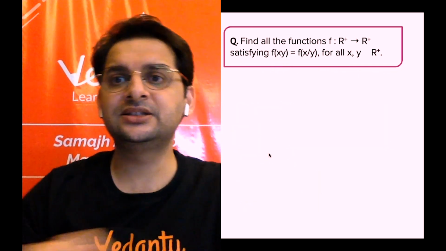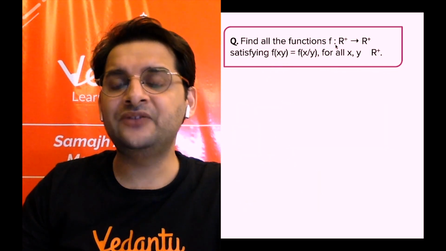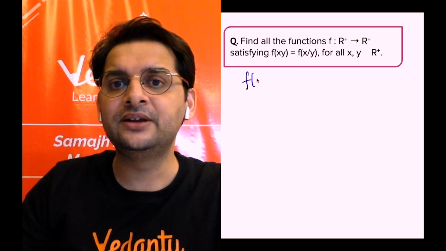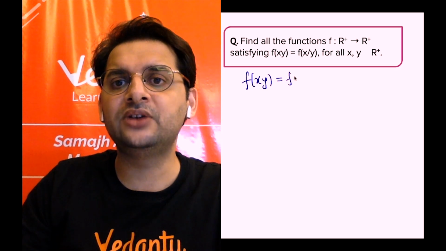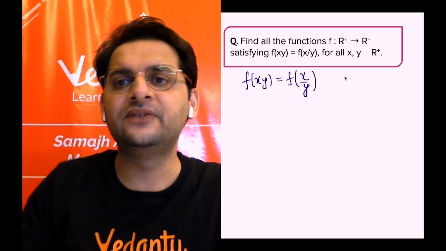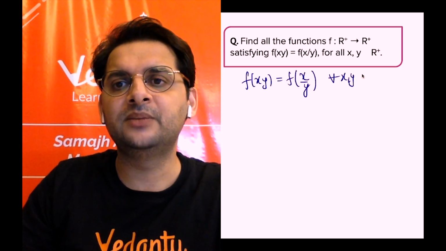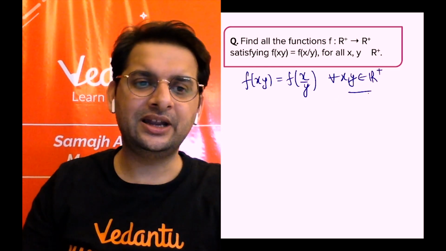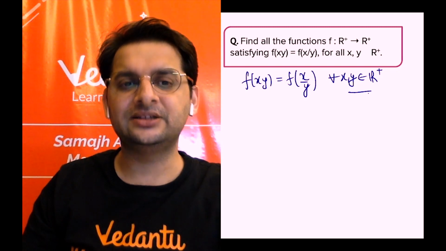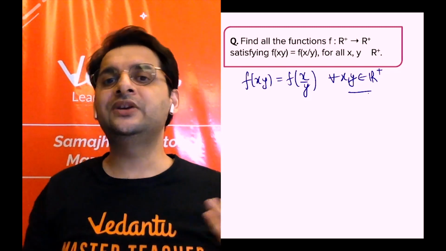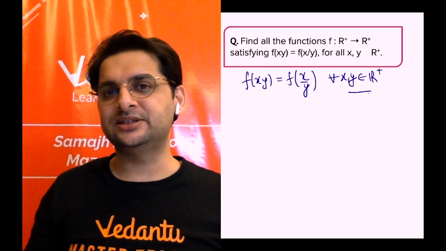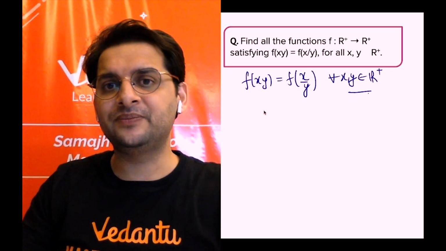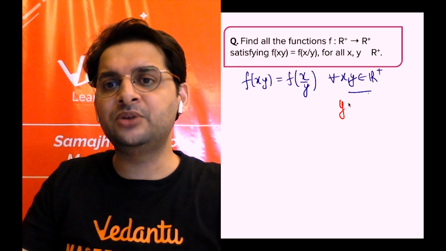Find all the functions where f is a function from real positive to real positive, satisfying f of xy is equal to f of x upon y for all x, y belonging to R positive. Now again, we need to try out different things. The idea is to convert two variables into a single variable. How do I do this? One way is, if I need to eliminate y, you can put y as 1.